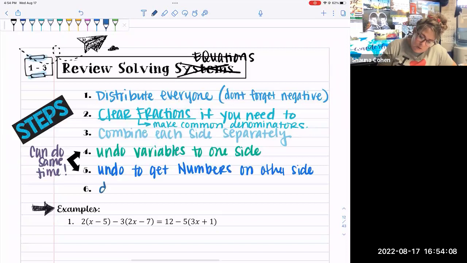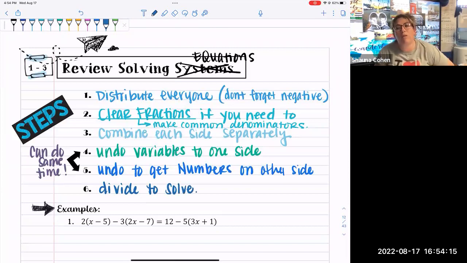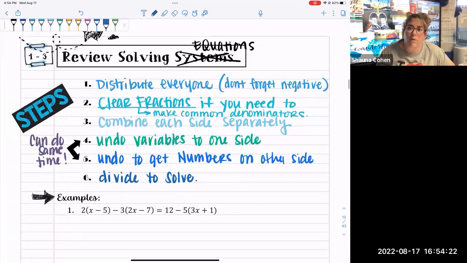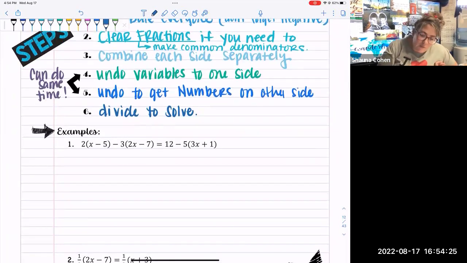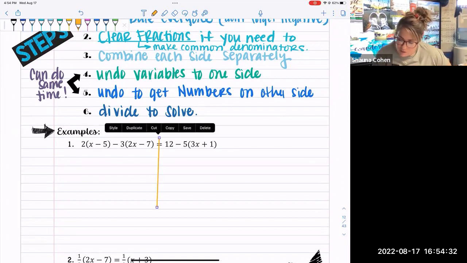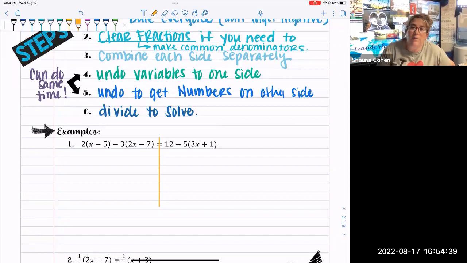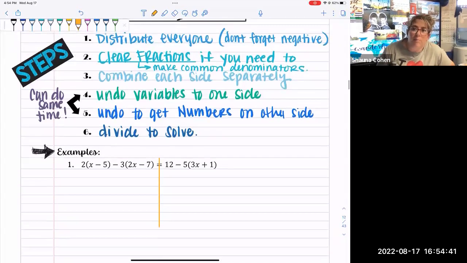Then you're going to divide to solve. Divide and multiply are the same step, but we've already cleared fractions at this point because we don't like fractions. So you're always only going to divide at the end if you need to. But don't forget that this is because your equation is cut in half. There's a line down the middle. That's not a straight line, but there's a line down the middle that makes two sides of the equation. So following these steps, same thing as yesterday, but a little bit beefier.